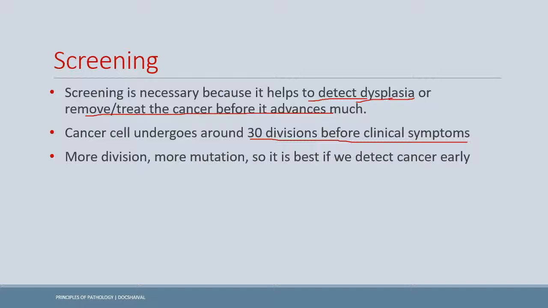And with more and more divisions, yes, we know that there is Darwinian selection, and because of that we have more mutation and the cancer cells adapt more and more, and therefore it becomes more difficult to remove the cancer, or we lack those chemotherapeutic agents or even the surgical techniques to remove those cancers. Okay, so the more the division, the more the mutation, the poorer the prognosis, and we cannot do anything.